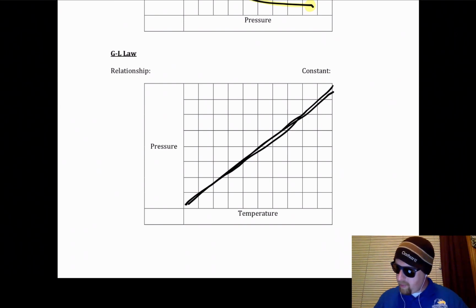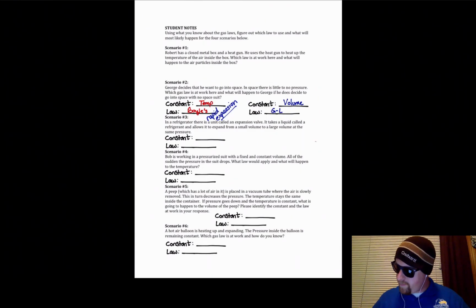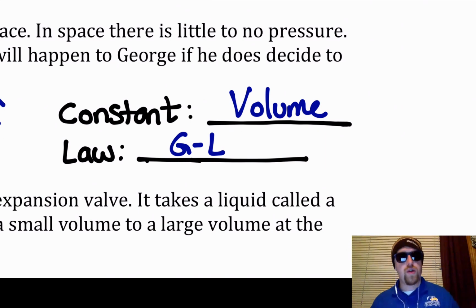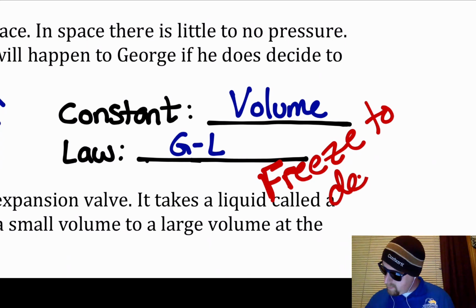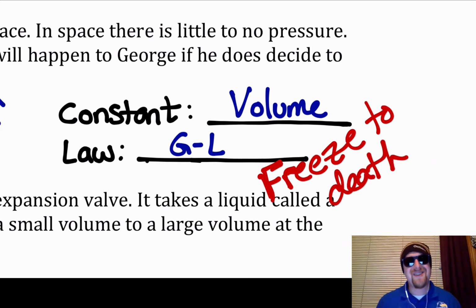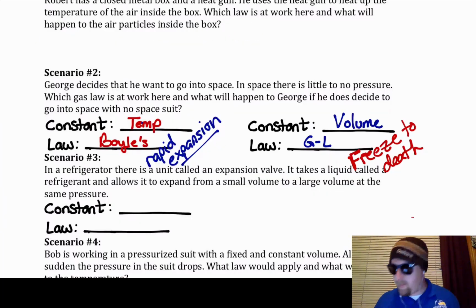On the flip side, if we're looking at Gay-Lussac's law, you're starting with a high pressure situation, you're going to a low pressure situation, so you're moving down this line. So you'd be going from a high temperature to a low temperature situation. So in this particular scenario, George would freeze to death. Okay, so 2 not very good scenarios for George. You could have held constant volume or you could have had temperature held constant. So you could have chosen Boyle's or Gay-Lussac's law for this particular problem, and both could technically be correct.